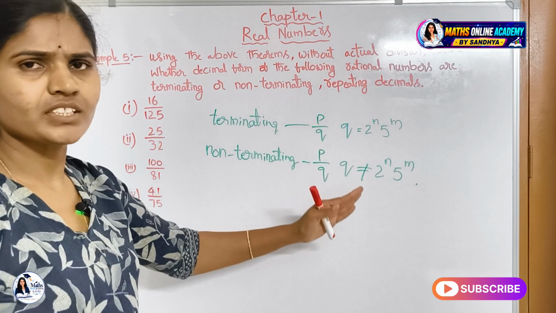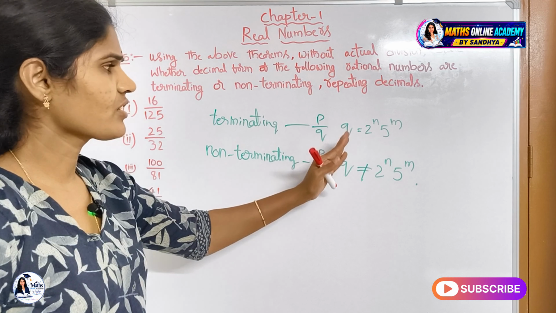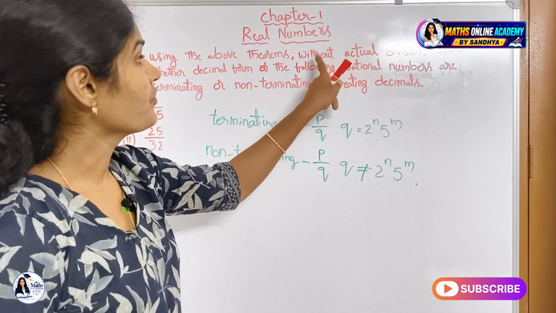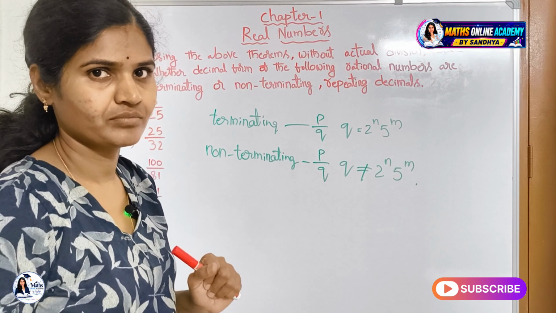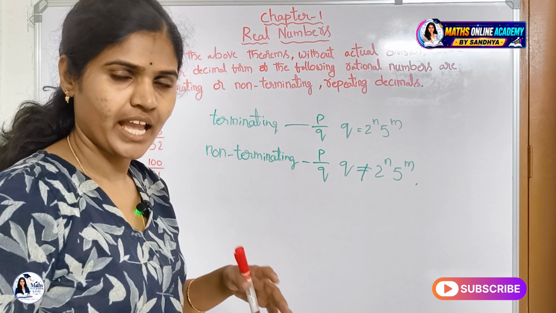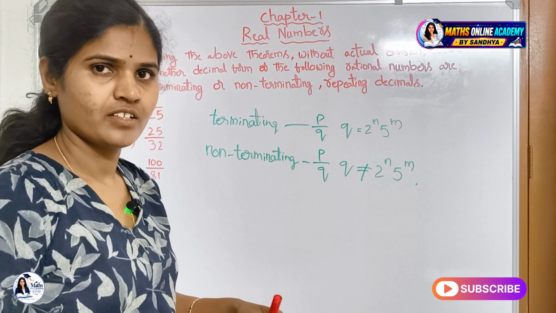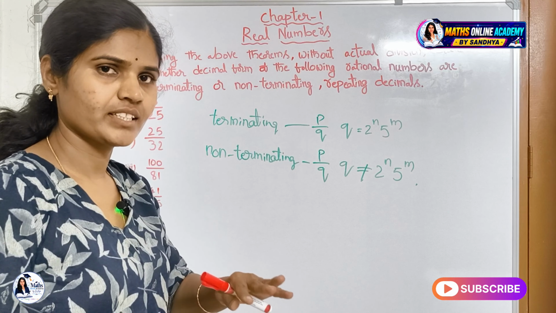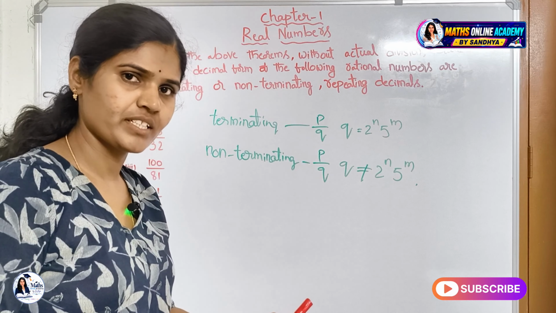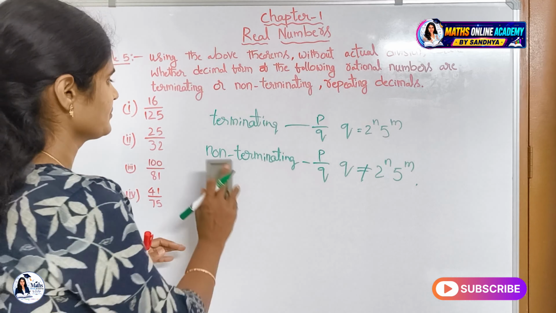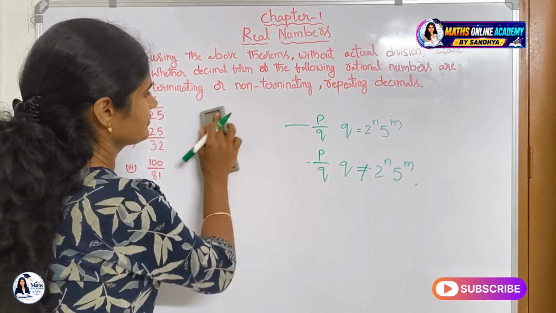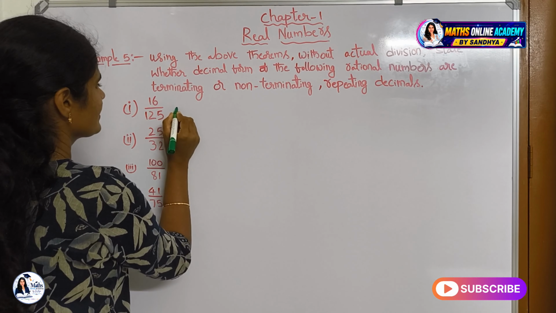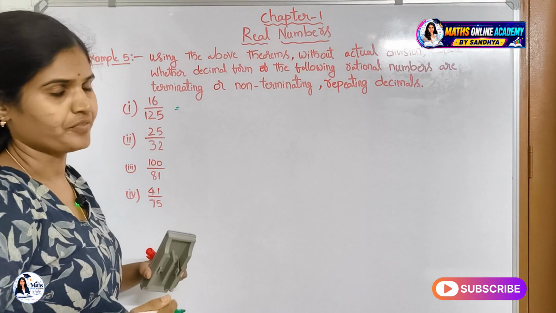So, let's directly check the condition of q, without actual division. We didn't do the actual division. Directly based on the q form, we say whether it is terminating or non-terminating. So, first one is 16 by 125.